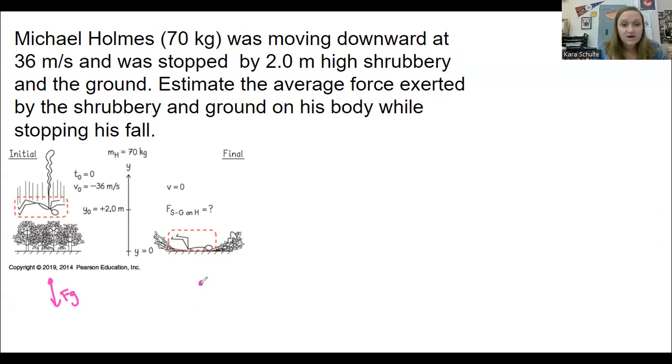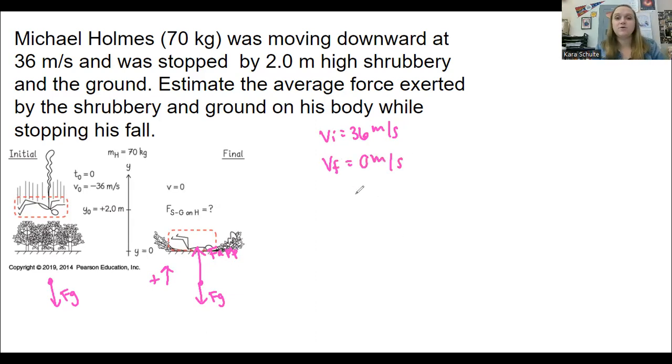And then as he's stopping, we've got force gravity down, and we've got an applied force. You could call it a normal force of some sort. I'm still going to say up is positive. So we are given some information at the beginning. We know he's got an initial velocity of 36 meters per second. If he's stopping, we know we're going to have a final velocity of 0. My initial height is going to be 2 meters. My final height is going to be 0 meters.